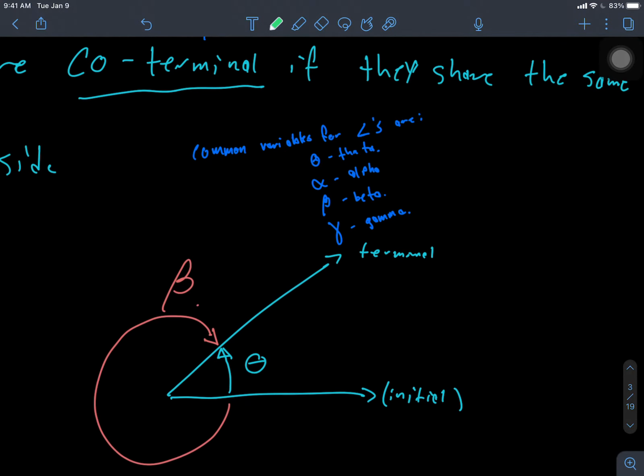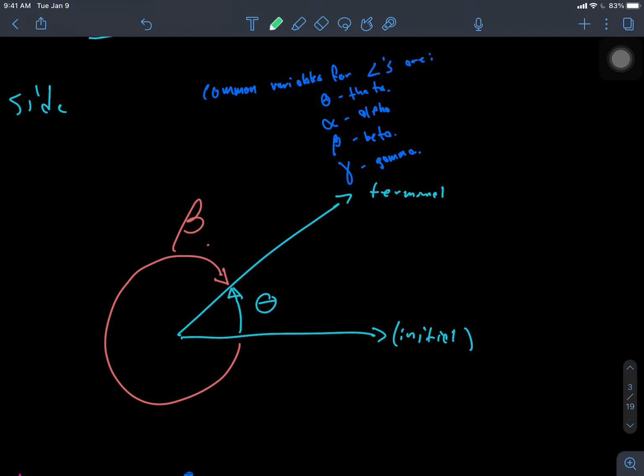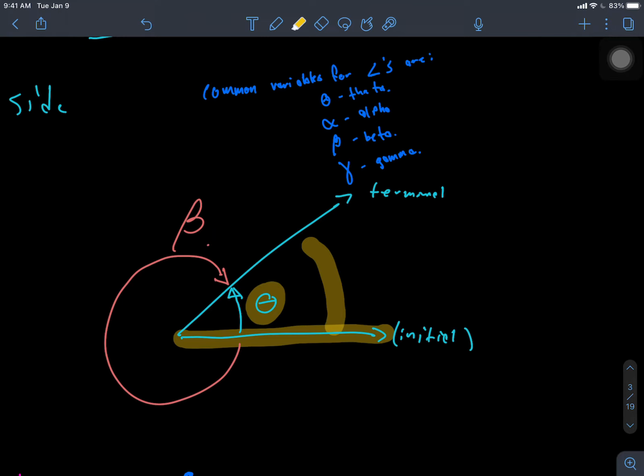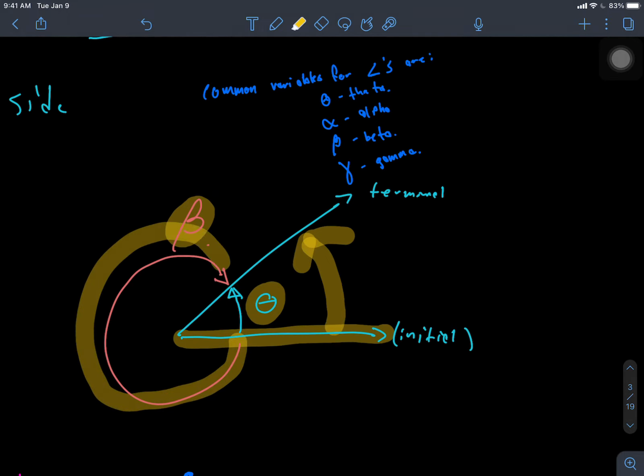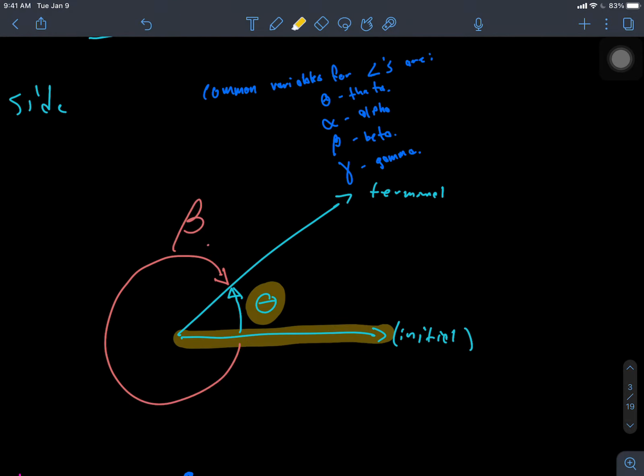So for example, here are two angles. The first angle here is this angle theta, which is given by taking our initial side and rotating it counterclockwise to get to our terminal side. And we say that that angle is coterminal to the angle beta, which is given by starting at the same initial side, but rather than going counterclockwise, we go clockwise. And we wind up at the same terminal side. So the property of these coterminal angles is that they have the same terminal side.